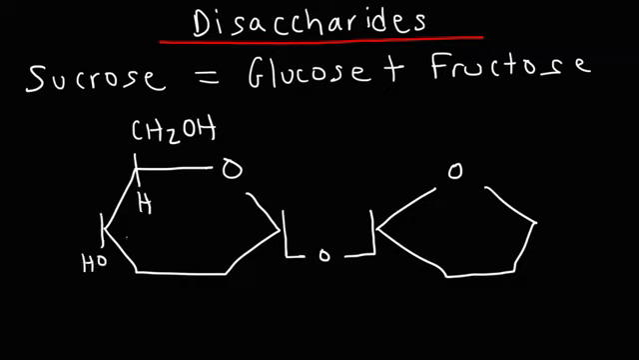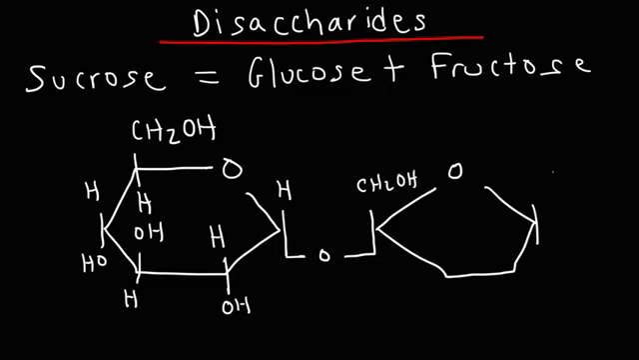It forms a 6-membered ring. Fructose is the structure on the right. It forms a 5-membered ring. But both glucose and fructose contain 6 carbon atoms. They have the same chemical formula, C6H12O6. So that's the structure of sucrose.